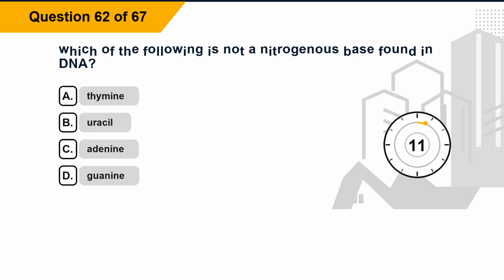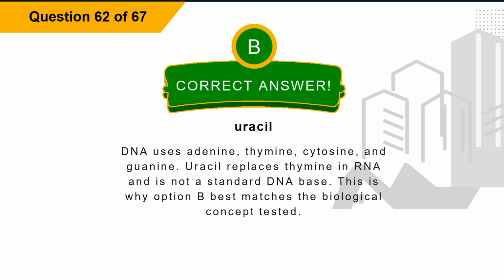Question 62. Which of the following is not a nitrogenous base found in DNA? Option A, thymine. Option B, uracil. Option C, adenine. Option D, guanine. The correct answer is option B, uracil. Explanation: DNA uses adenine, thymine, cytosine, and guanine. Uracil replaces thymine in RNA and is not a standard DNA base. This is why option B best matches the biological concept tested.